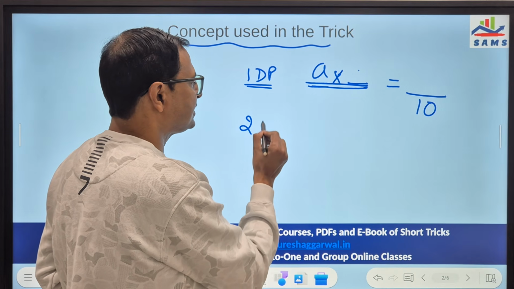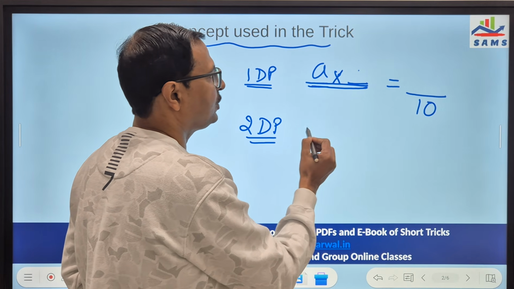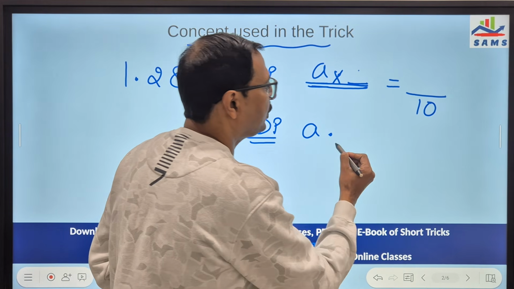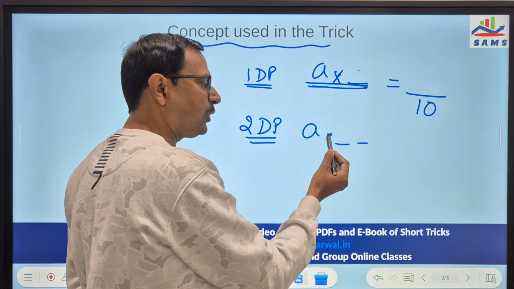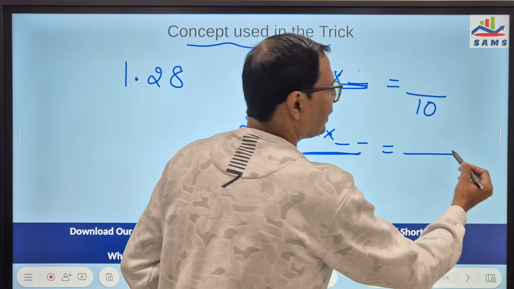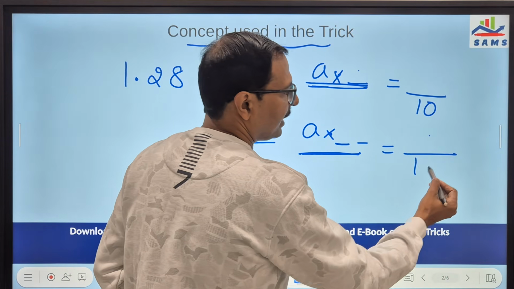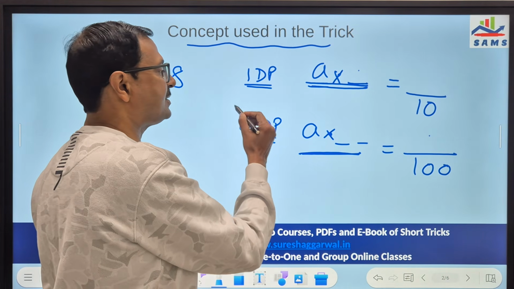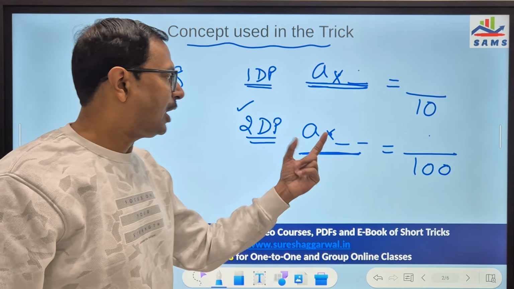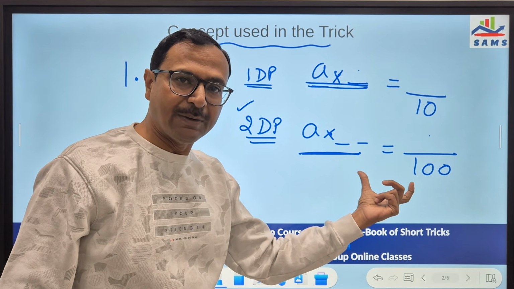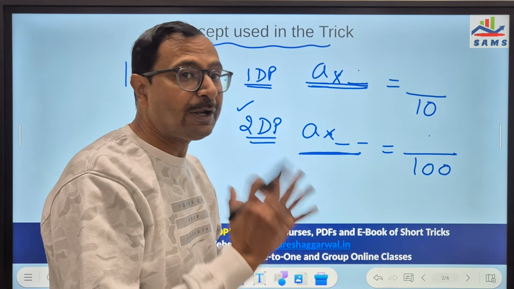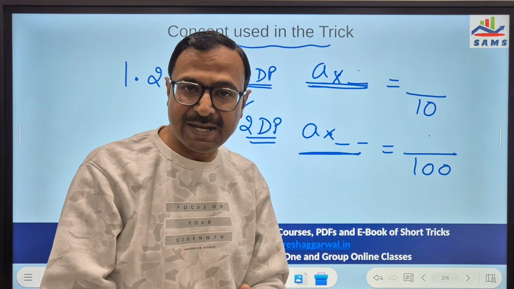Likewise, 2 dps, that means two decimal places, you have some whole number and then decimal, and then you have two digits here. So if you remove this, you will get a complete number. Write that complete number here and divide it by 100, because there are two decimal places. So the number of zeros you put with 1 depends on how many decimal places you have in the number, irrespective of what number you have before the decimal. The whole number part does not matter.